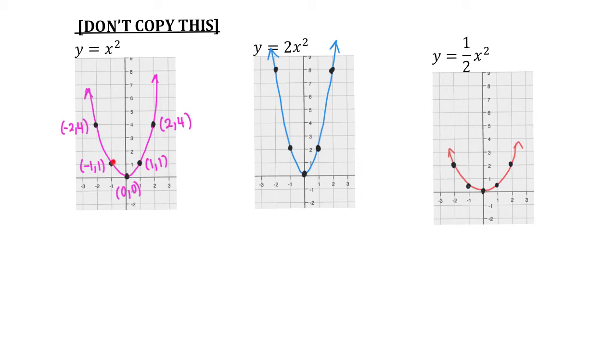2, 4, negative 1, 1, negative 2, 4. All of those points are from plugging the x value in. And they're the points that you guys have started to memorize. Okay, now if I graph y equals 2 times x squared, it looks like this parabola. If you'll notice, it kind of looks like it got stretched taller. We call this a vertical stretch.